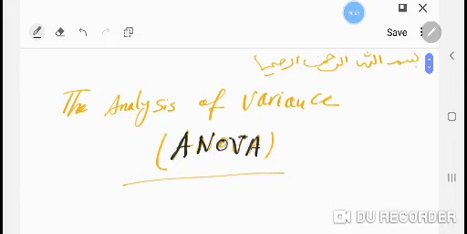Bismillahirrahmanirrahim. The analysis of variance, or ANOVA. This method is used for testing for differences between several sample means.